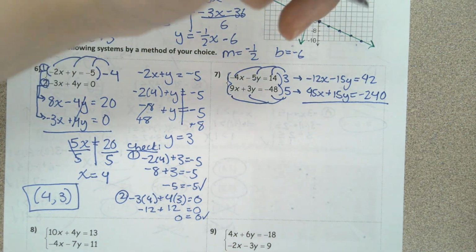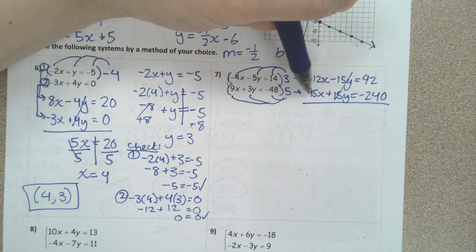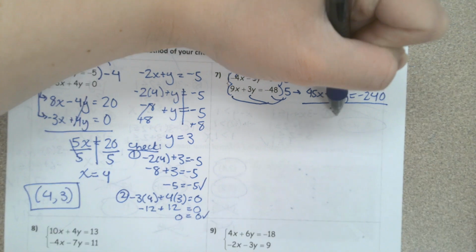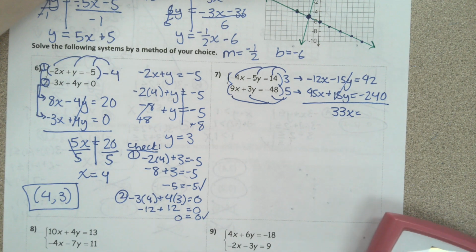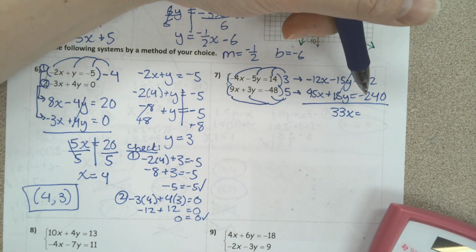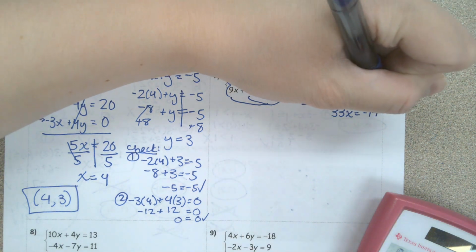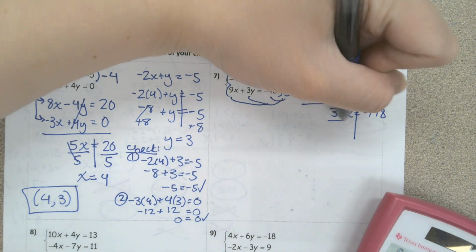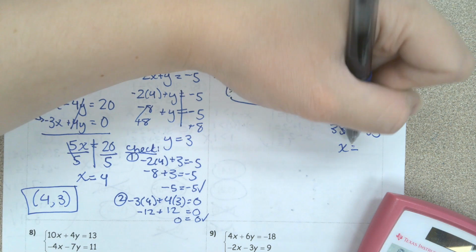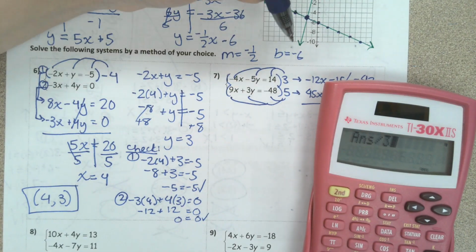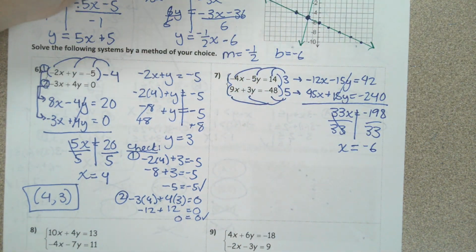Now I can do the elimination. Negative 15y and positive 15y cancel like they should. Negative 12x and 45x. That is going to be 33x equals. Then we have 42 minus 240, negative 198. Solve for x, so we need to divide by 33. X equals, and this actually comes out very nicely, negative 6. So that's my x value.